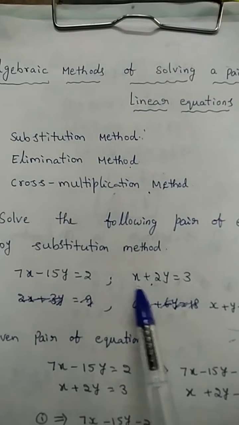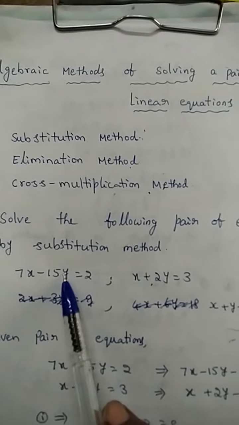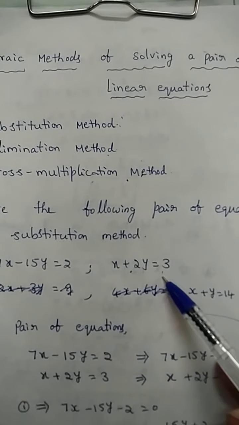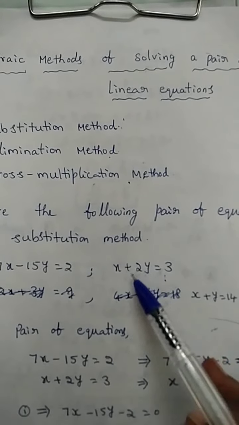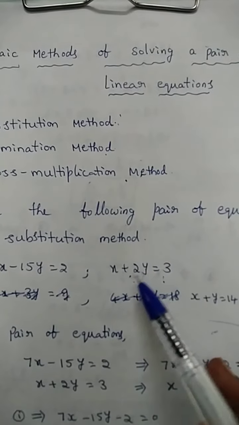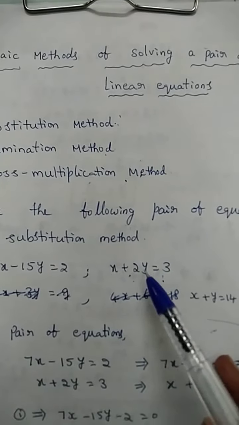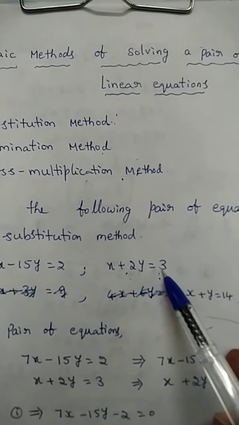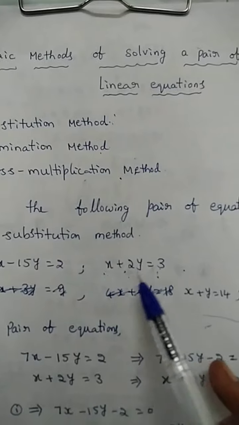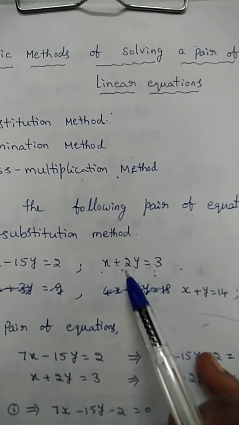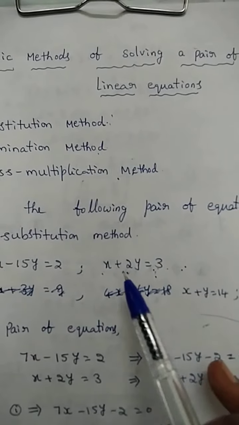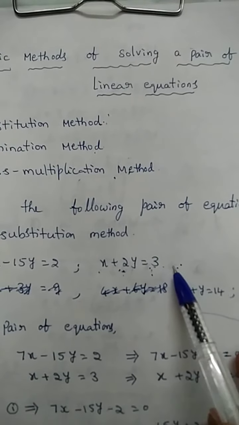Okay, we can observe any one equation first, either the first equation or the second equation, whichever it is. So in the second equation, except for x, all the other values are to be transposed to the other side. Then what is the balance? 2y should be transposed to that side and changed to 3 minus 2y. In the LHS we have the value of x only. So x is equal to 3 minus 2y.